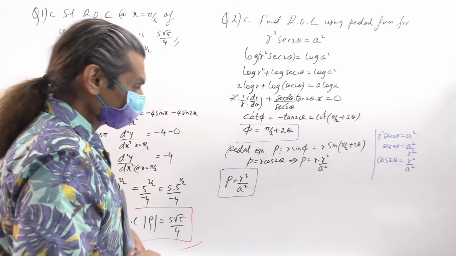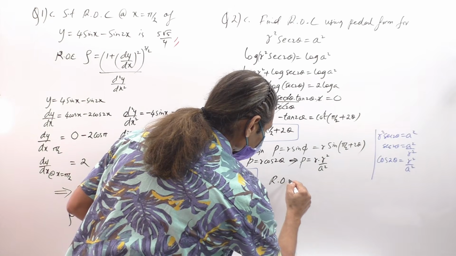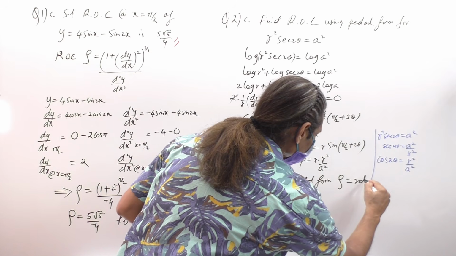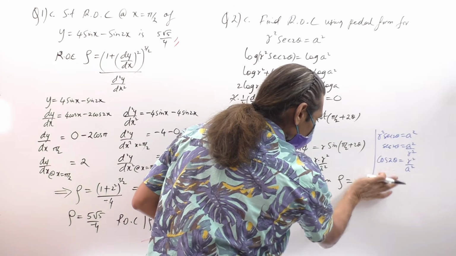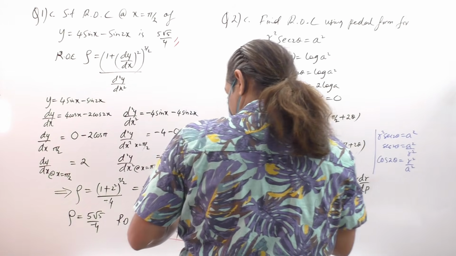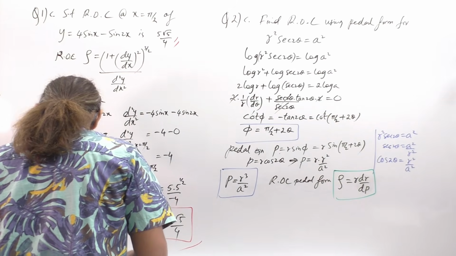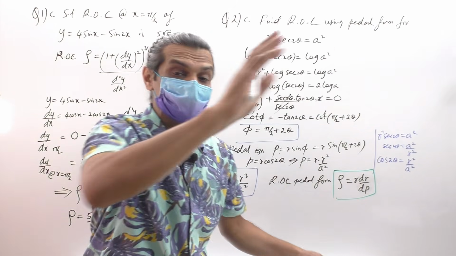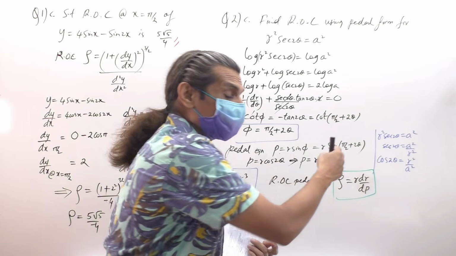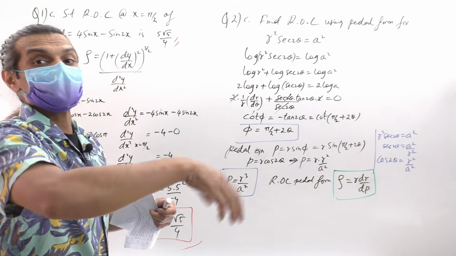Now from this pedal equation, find the radius of curvature using pedal form. So the pedal ROC, pedal form is rho is equal to r dr by dp. What is that? r dr by dp. This is the pedal form. So here note that we already found p here. See, r dr by dp. So we know p. So what I'll simply do, I will find dr. See, we need dr by dp. I have p here. So what I'll do, I'll first find dp by dr here.